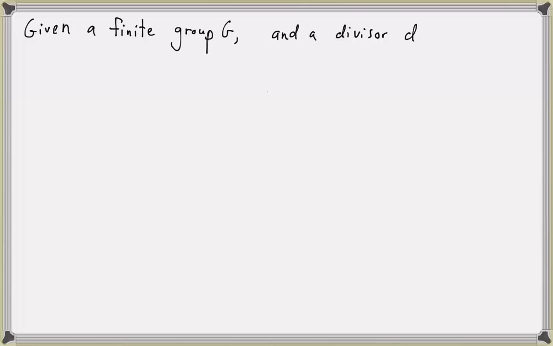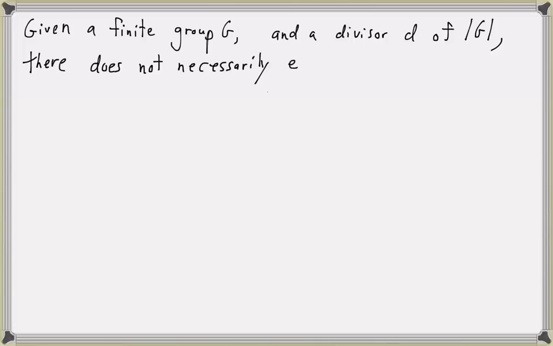So given a finite group G and a divisor D of the order of G, there does not necessarily have to be a subgroup with order D. So to illustrate the fact that the converse of Lagrange's theorem is not true, let's look at the alternating group A4.